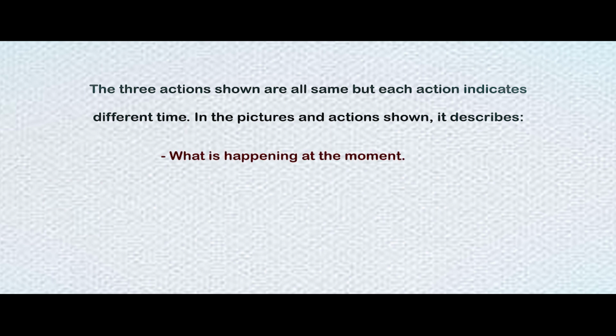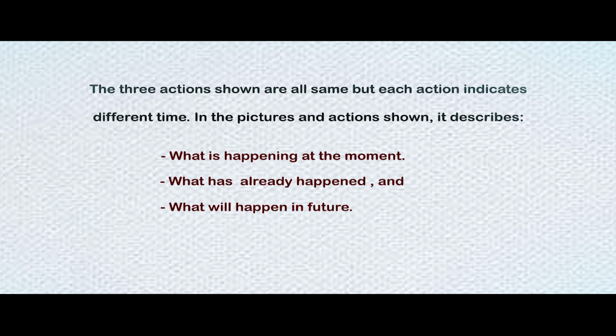So, the three actions that we looked at just now describe the same thing, but they indicate different times. The first animation of the man walking describes what is happening at the moment. And the second action that I performed describes what has already happened. And finally, the picture of the girl thinking describes what will happen in the future.